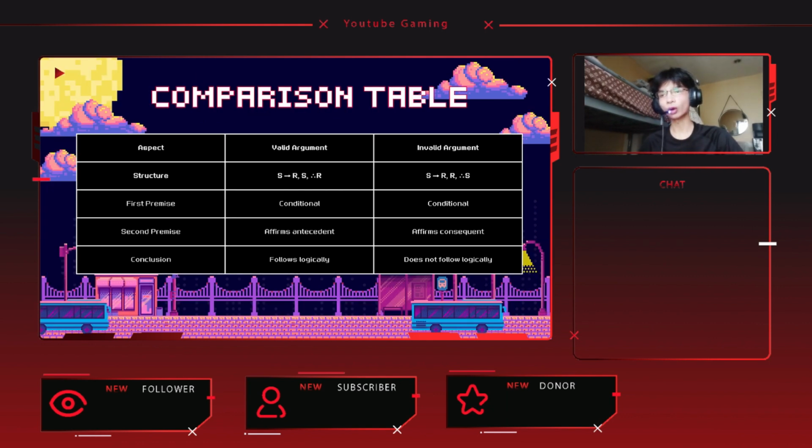Now let's take a look at how valid and invalid arguments stack up against each other. In terms of structure, the arrangement determines if it's logically sound. You just need to analyze it. And in the first premise, it establishes a condition. They both do that. However, in invalid ones, it may mislead by suggesting a false premise.